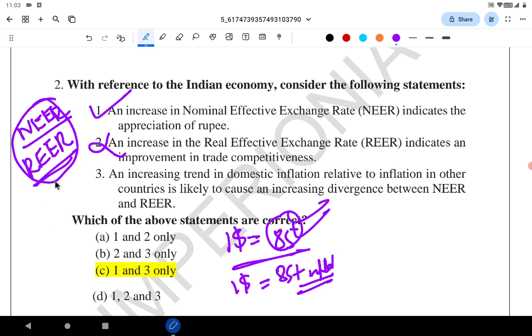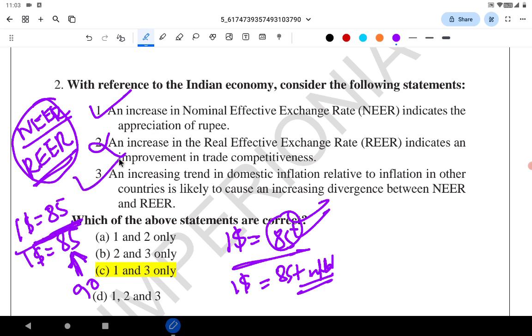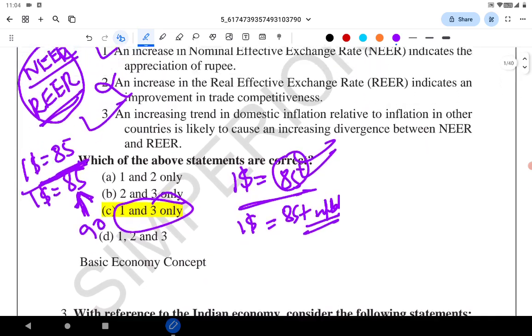Let's consider that inflation is zero. It doesn't happen, but say inflation is zero. Nominal effective exchange rate, if $1 is 85 rupees, the real effective exchange rate with zero inflation will be 85. If an inflation component, say 5% inflation, is added to it, let's take this as 90. I'm doing a rough calculation, this is not a correct calculation, but I'm just explaining the concept. When inflation was zero, the nominal and real effective exchange rates were the same; when an inflation component is added, there is a divergence between the two. That is also correct. So 1 and 3 is the answer. It's a basic concept, you should know all this.